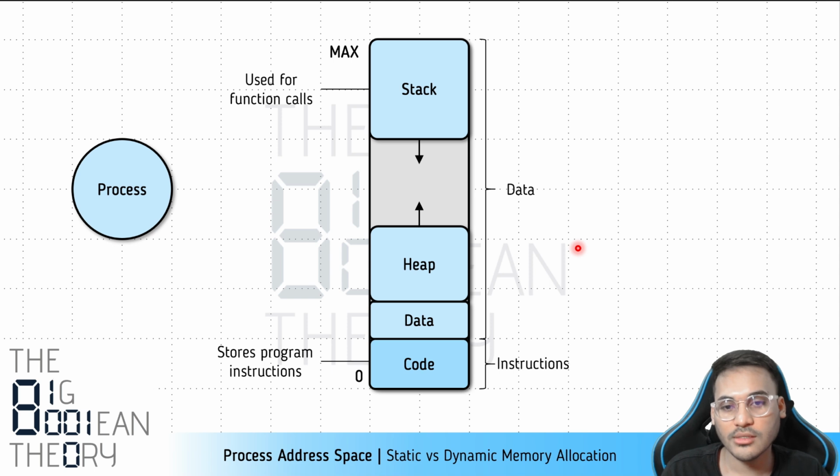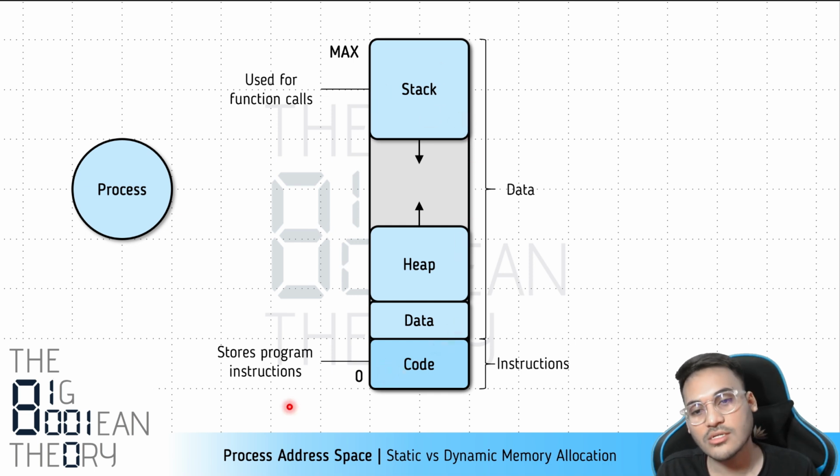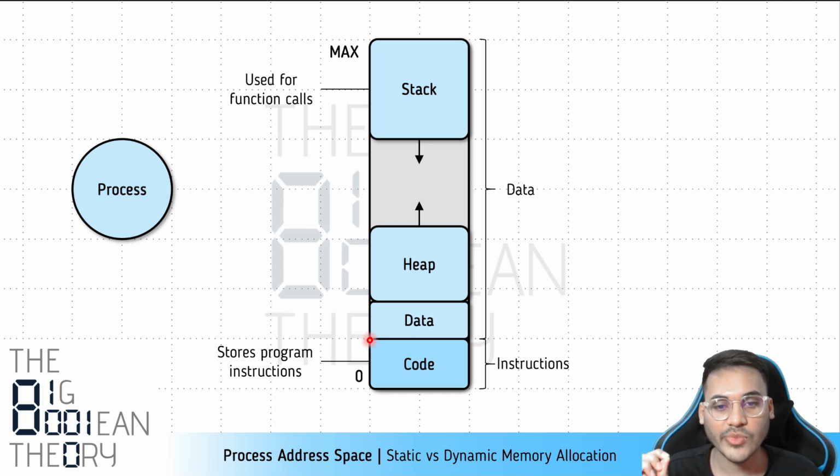Let us start the discussion by recalling what we have learned about the different sections in the process address space. As you can see, this is the process, and here we have the address space. These are the different sections: code, data, heap, and stack. We have already studied the code section and the stack section. We know that the code section is used for storing the instructions of the program, right? When we compile the source code, we get a program, and that program has two major parts. One is the instructions and the other is data. The instructions of the program go into the code section.